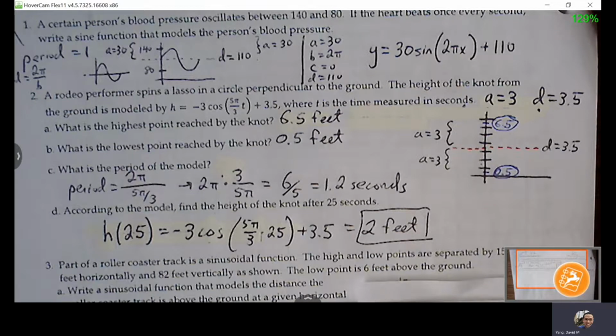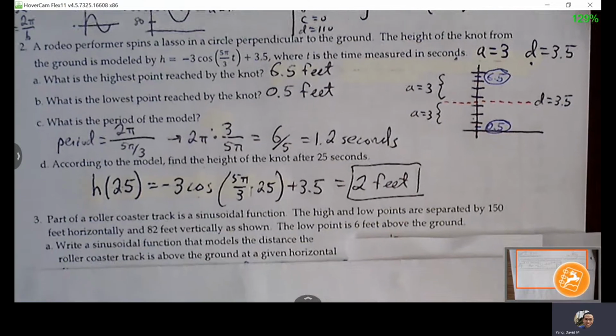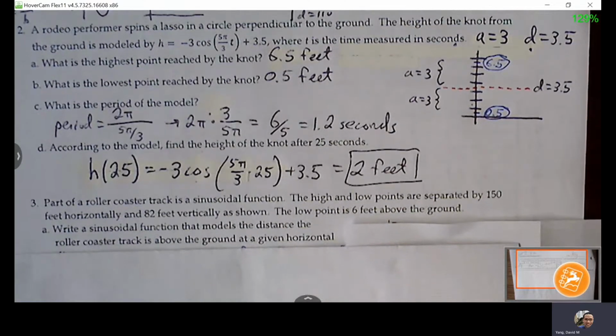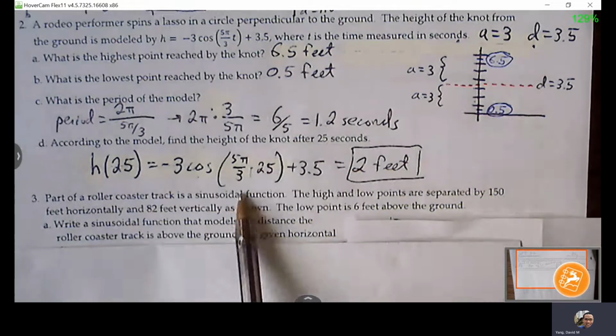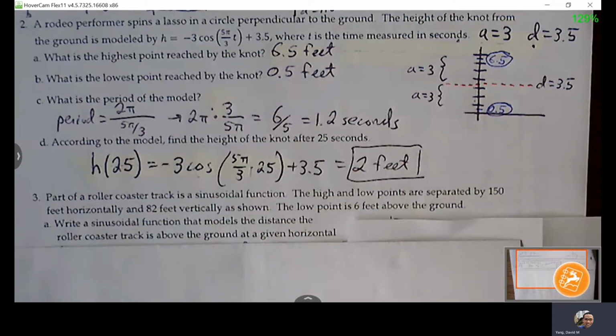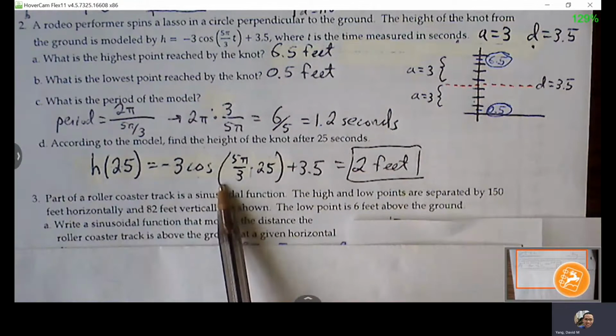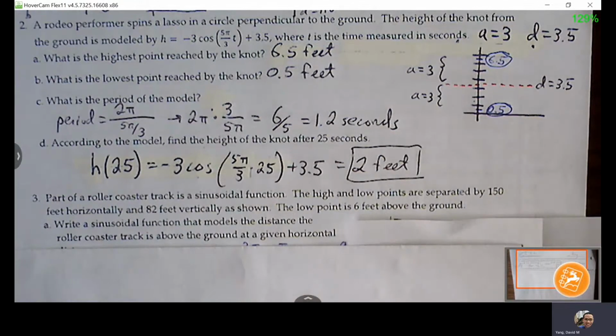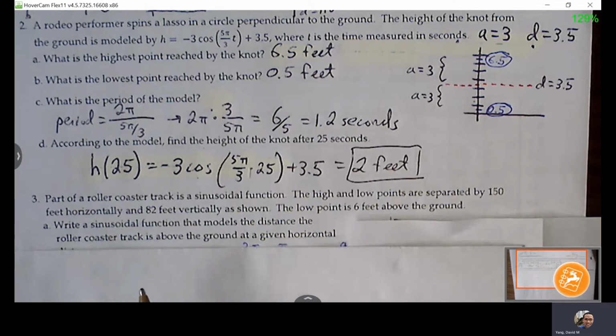Okay, what did you guys get for part D? It's 150. What's 82? 180. So 150. Okay, any questions with number 1? We're getting there. We're actually working this out. Okay, try number 3.